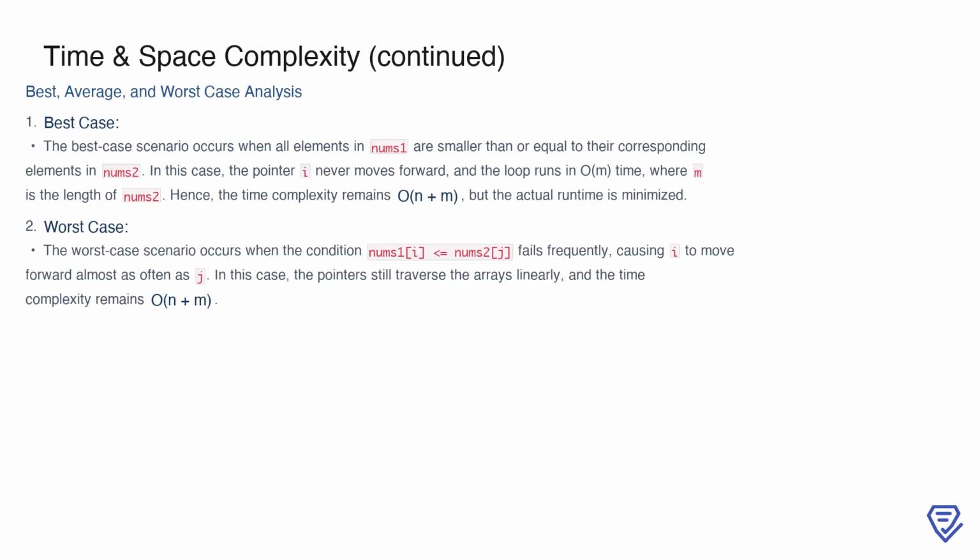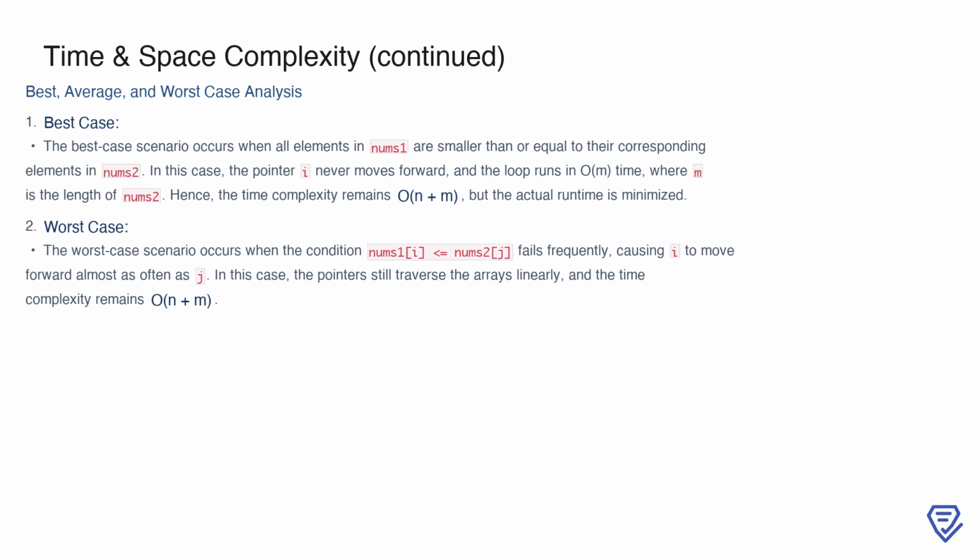To better understand the algorithm's performance, let's analyze the best and worst case scenarios. In the best case, all elements of nums1 are less than or equal to their corresponding elements in nums2. Under these conditions, the pointer i doesn't need to move forward, and the loop runs in O(m) time, where m is the length of nums2. While the time complexity remains O(n + m), the actual runtime is minimized.